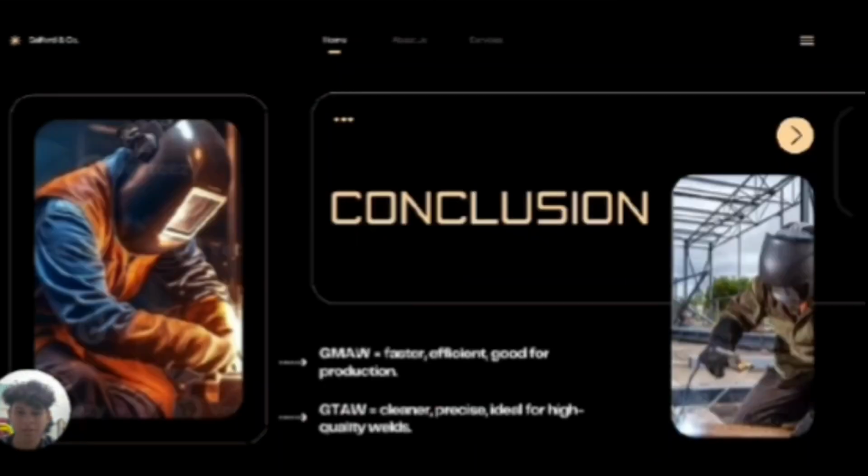To conclude, the choice is simple. GMAW is the process for speed, efficiency, and production. GTAW is the process for clean, precise results and high quality welds.